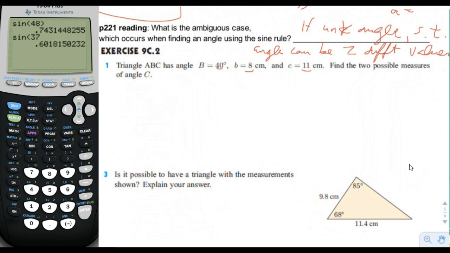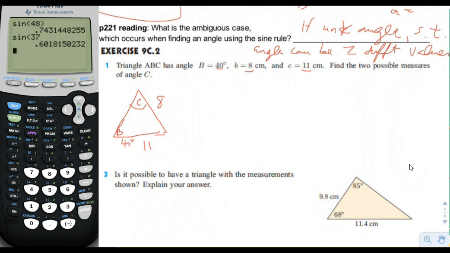All right. Triangle ABC has angle B 40 degrees, side b 8 centimeters, and side c 11 centimeters. Find the two possible measures of angle C. Here they're giving us an example where there are two possibilities. So first, this is angle B, which is 40 degrees. Side b is 8 centimeters. Side c is 11 centimeters. Side c could be this side or this side, it could be either one. We'll just put it here. Find the two possible measures of angle C.